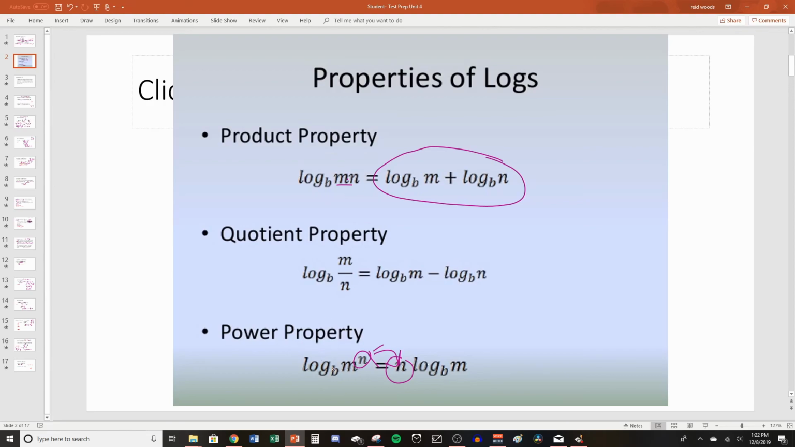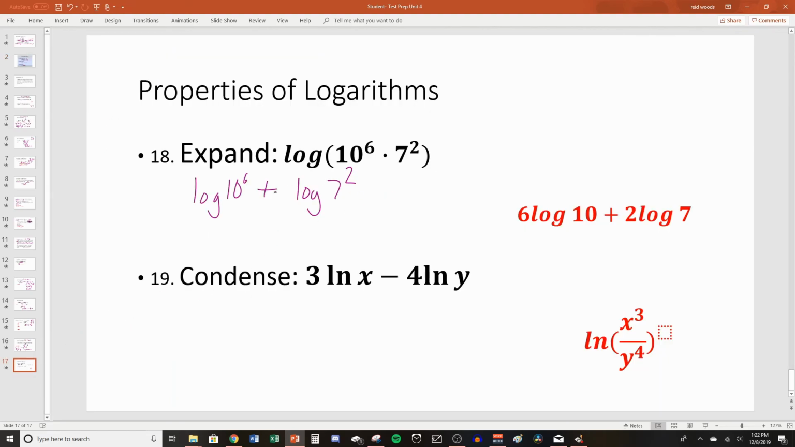Then we want to try to use the power property if we can. So we're going to look at these terms. We have a 2 here, we have a 6. I can take both of those and move them to the front. That gets me 6 log 10 plus 2 log of 7. And that's how we got our answer there.